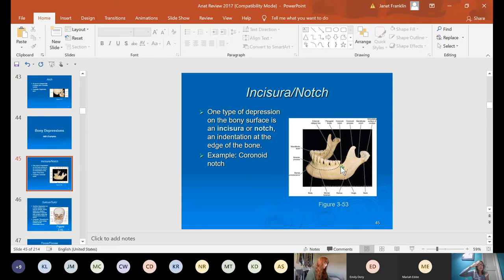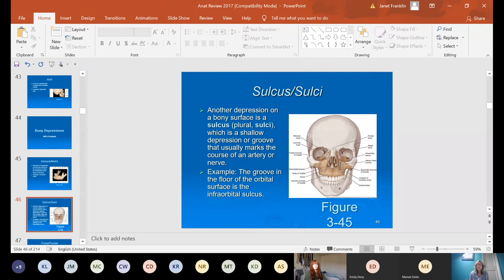A sulcus, or sulci, is another depression on a bony surface. Singular, it's sulcus; plural, it's sulci, which is a shallow depression or groove that usually marks the course of an artery or a nerve. When you think of a sulcus, the first thing you usually think of is the area you're probing. So it would be a shallow depression. Notice how in 101, you probably learned you only call it a sulcus when it's shallow and healthy. 0 to 3 millimeters, that's your sulcus. When you get beyond that, it becomes a pocket.